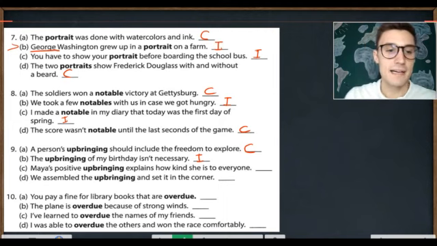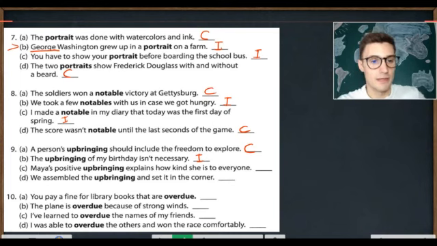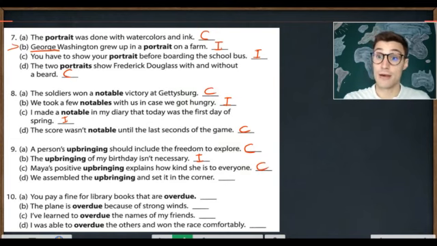C. Maya's positive upbringing explains how kind she is to everyone. A positive upbringing. Can you have a positive upbringing? Yes, you can, if you have great parents. D. We assembled the upbringing and set it in the corner. Can you assemble an upbringing? Put it together? You cannot. Incorrect.